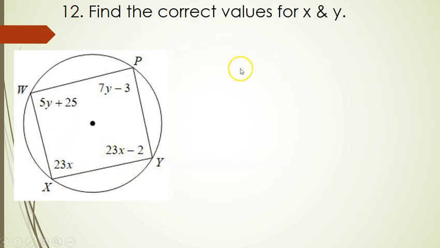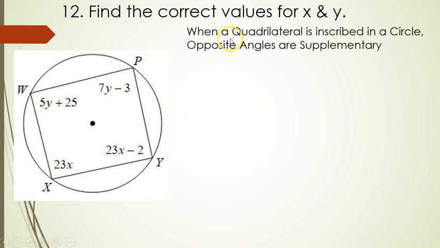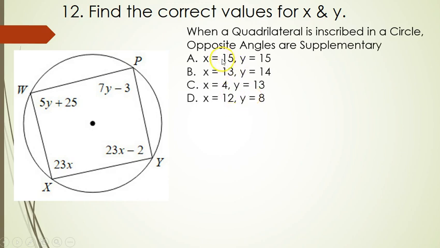This says find the correct values for x and y. So it says when a quadrilateral is inscribed inside a circle, we know that opposite angles are supplementary. So we know that x plus p is 180. We know that angle w plus angle y is 180, right? So what I'm going to do is we're given some values here for a, b, c, and d. I'm just going to start plugging in these values and see which one gives me a value of 180 when I add them together.